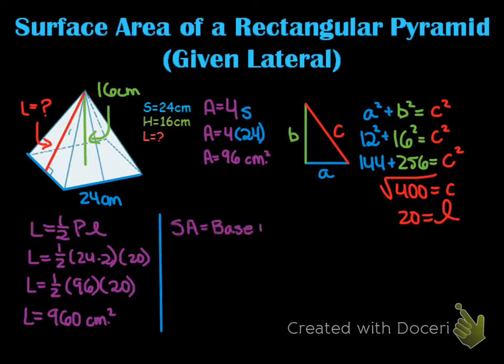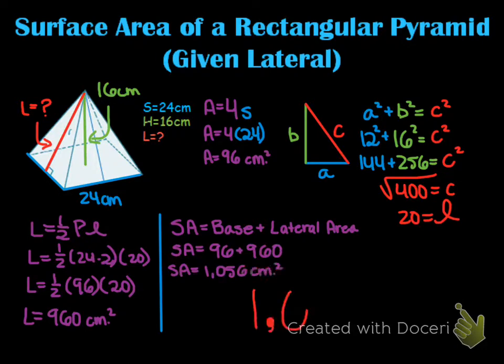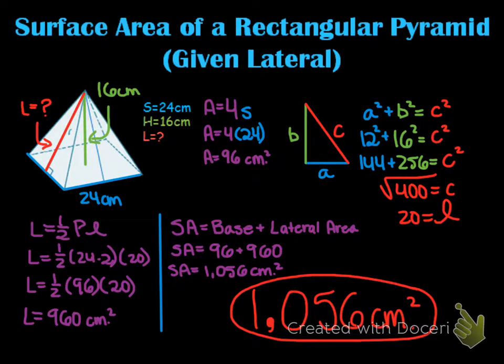Let's find the total surface area given by the formula base plus lateral area. When we solve this, we do 96 plus 960, and the total surface area turns out to be 1056 centimeters squared. Now I want you to solve this problem on your own.